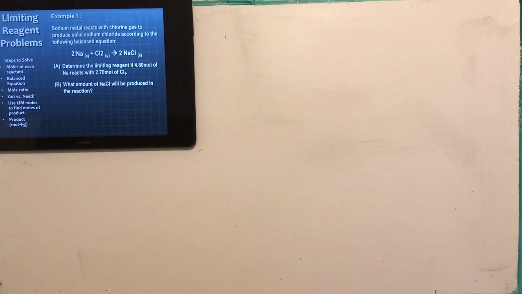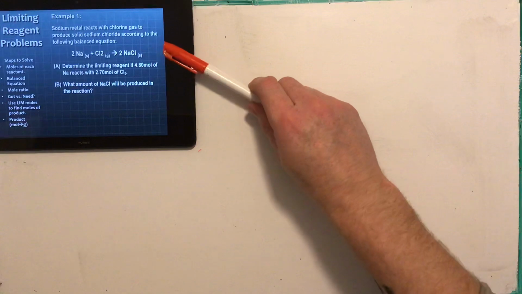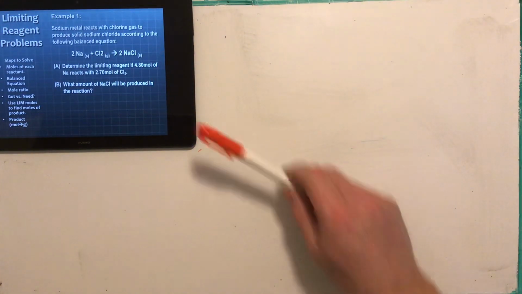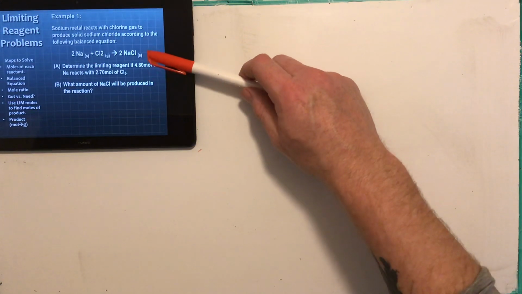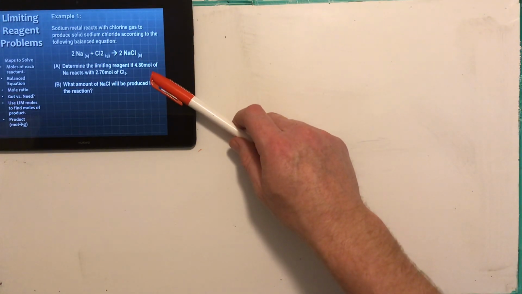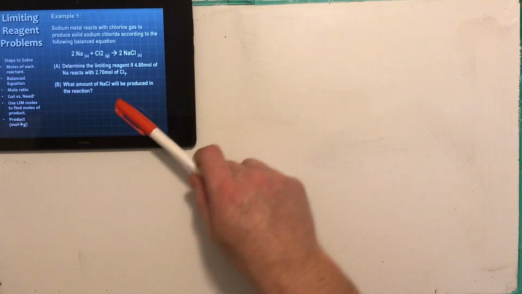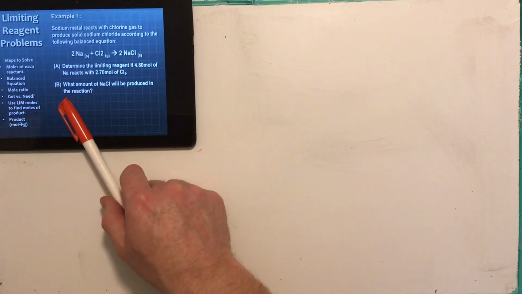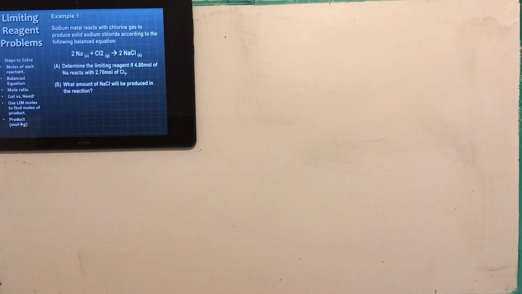So example number 1. Sodium metal reacts with chlorine gas to produce solid sodium chloride according to the following balanced equation. So it's always nice to have the recipe right off the bat. It says, A, determine the limiting reagent if 4.80 moles of sodium reacts with 2.7 moles of chlorine gas, and B, what amount of salt will be made in the reaction.